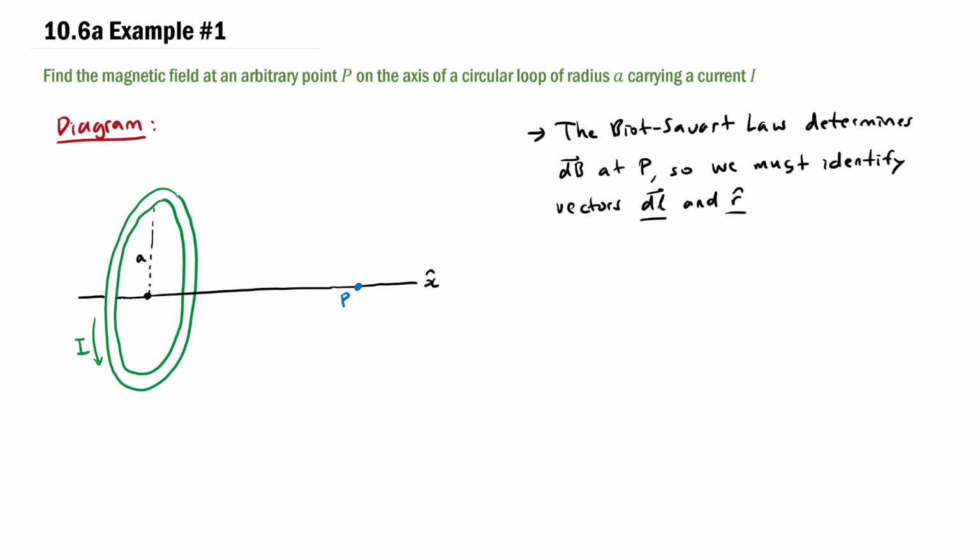So these two vectors, I can kind of see that. I'll just take the top part here as an example of the wire. The tangent to this small segment is essentially my dl. Now r is going to be the direct distance from that particular point in the wire to my arbitrary point. So that means my r has to be in this direction.